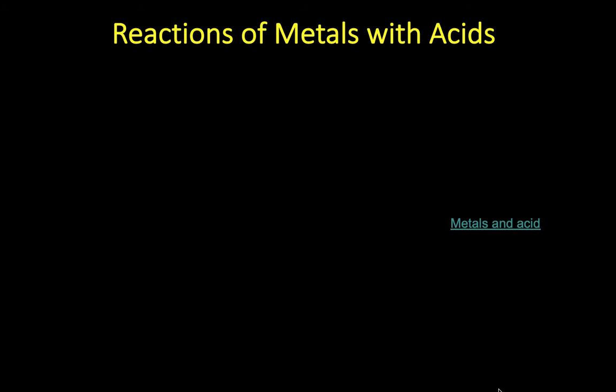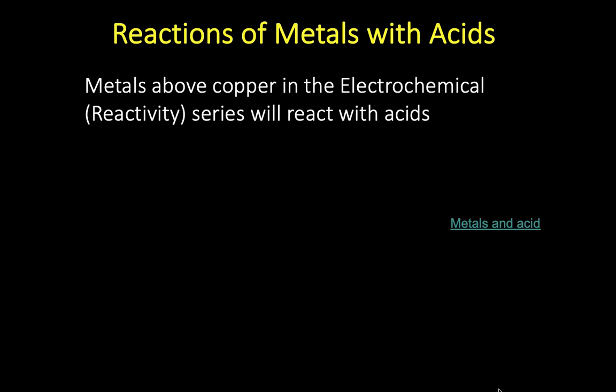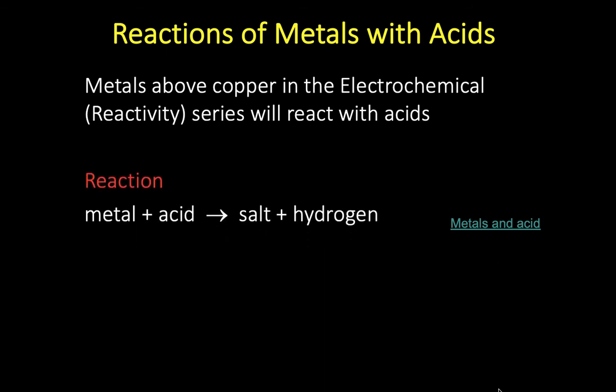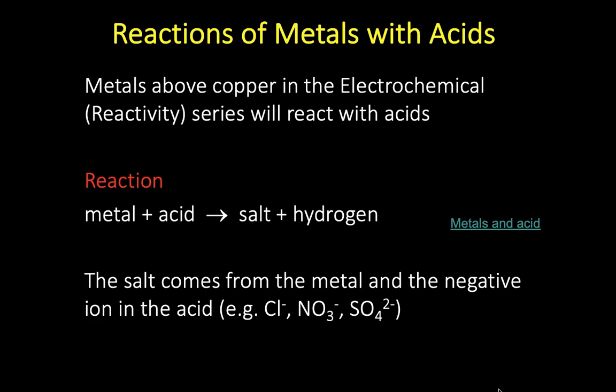with acids. So metals above copper, anything that sits above copper in the electrochemical or reactivity series will react with acids. The reaction, which you must know, is metal plus acid gives our salt plus hydrogen. The salt comes from the metal and the negative ion in the acid. For example, in hydrochloric acid, the negative ion would be chloride. In nitric acid, the negative ion would be nitrate. And in sulfuric acid, the negative ion would be the sulfate ion.